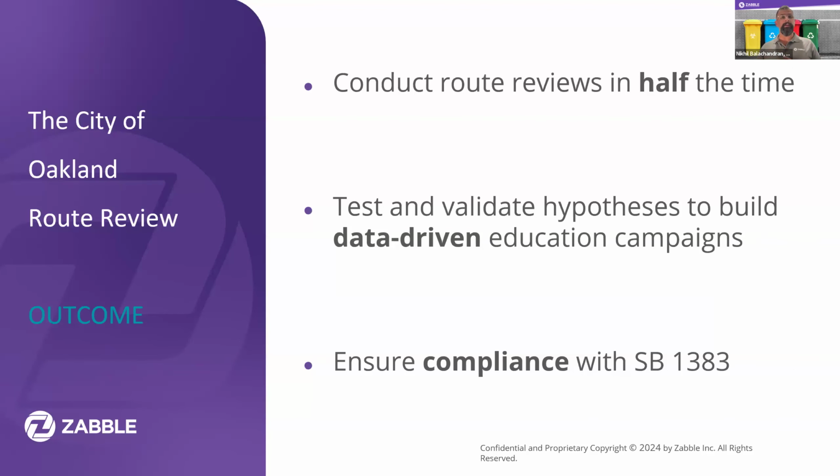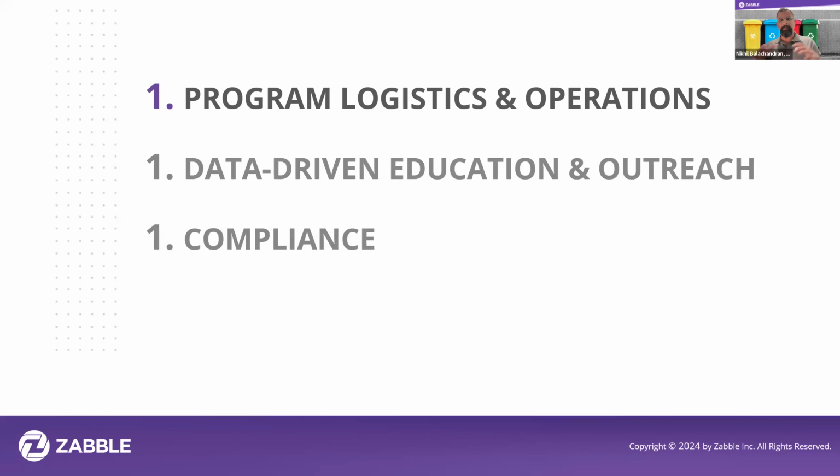So despite an initial learning curve on the first day or two, the app helped them reduce their route review time in half compared to previous methods. And that was anecdotal information that was shared through one of their field staff. The city was able to test and validate their hypothesis to build targeted contamination education campaigns that Rebecca talked about, but I'll show you the data on it, and then ensure compliance with 1383. Next slide.